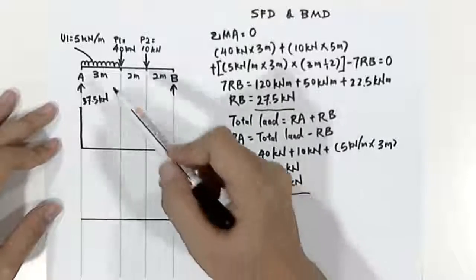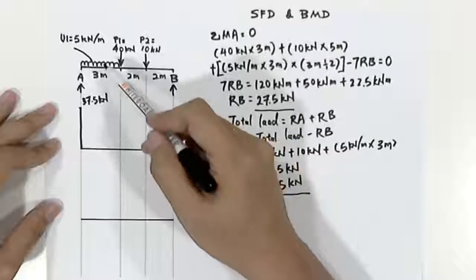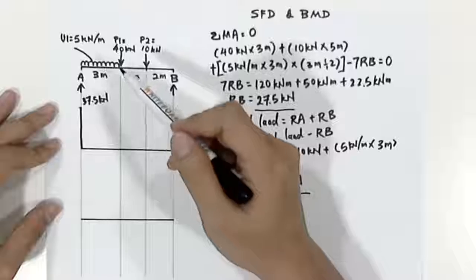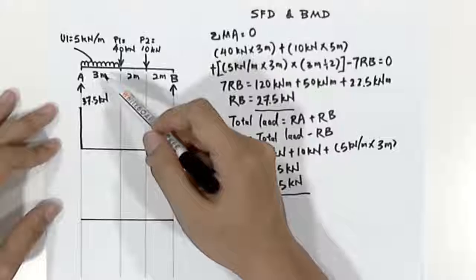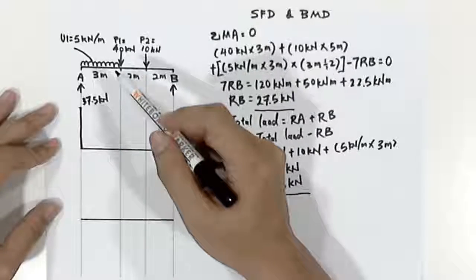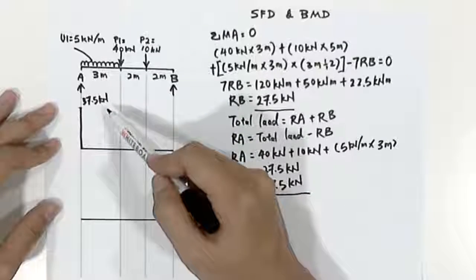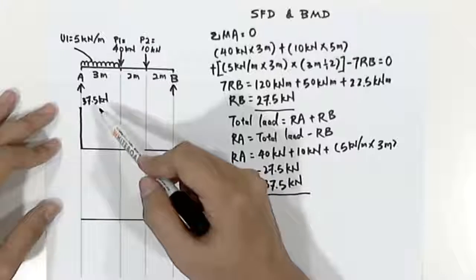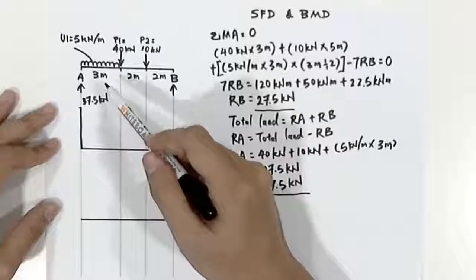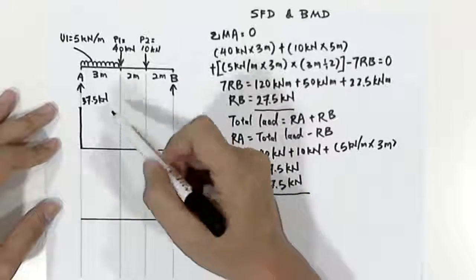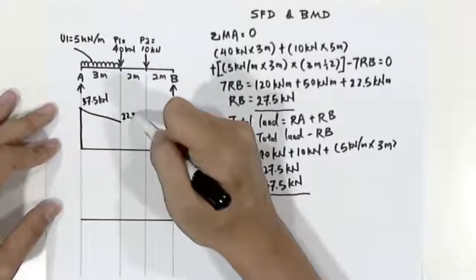What this uniform load will do to the shear force is that it will create a force of 5 times 3 meter. So we have a force of 15 kilonewton. Therefore the value 37.5 kilonewton will be deducted with the number 15 kilonewton, and the value we'll get will be 22.5 kilonewton.